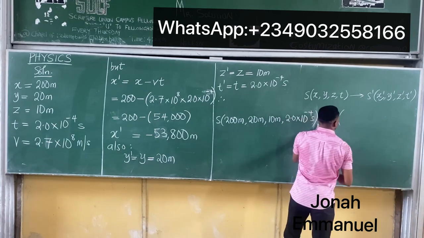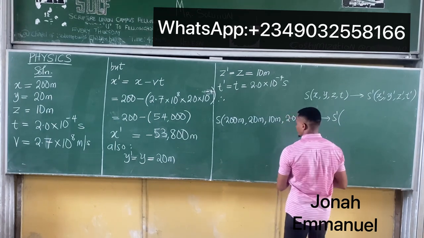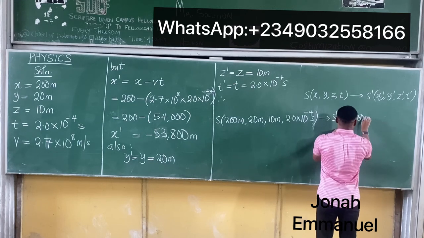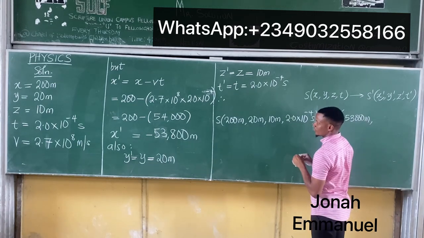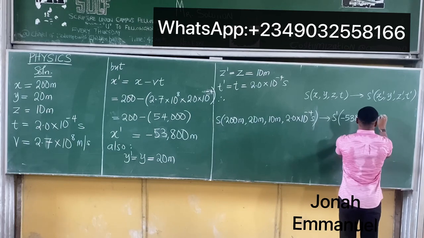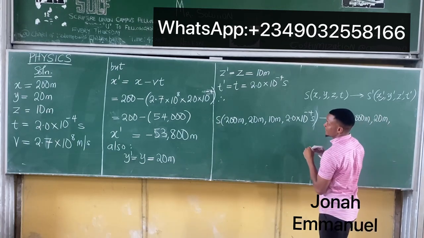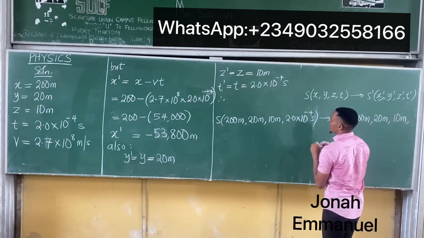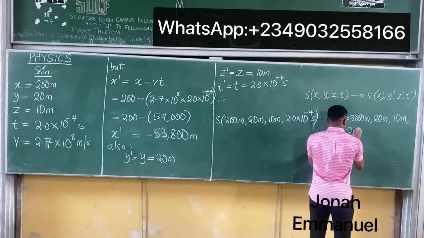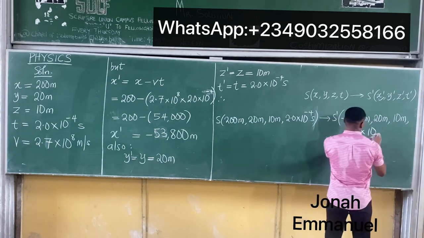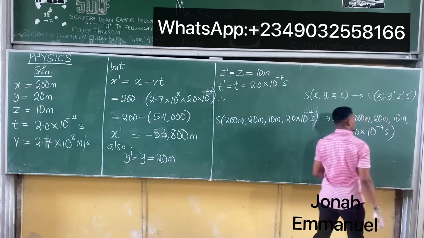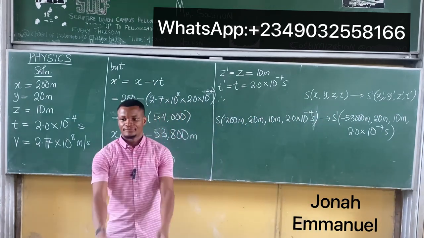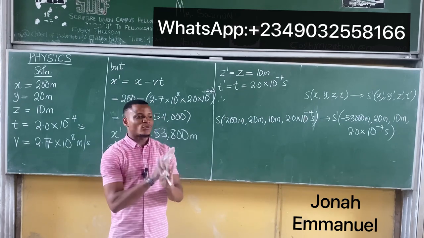To S prime. For X prime, what do I have? Minus 53,800 meters. Y prime is equal to Y, 20 meters. Z prime is equal to Z, 10 meters. T prime is equal to T, 2.0 times 10 to the power minus 4 seconds. Please, it should be in a straight line. And this is all. This is like the easiest question you can ever get.